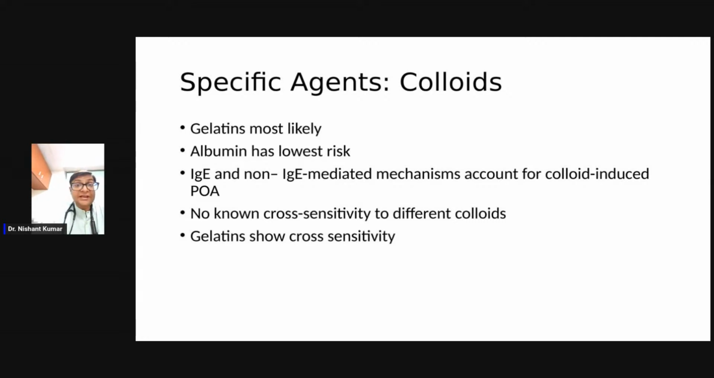Colloids. So gelatins are most likely. Albumin has lowest risk. IgE and non-IgE mediated mechanisms both have been implicated. There's no known cross sensitivity to different colloids, but gelatins definitely show a cross sensitivity. So you have to be careful with gelatins. Next, please.